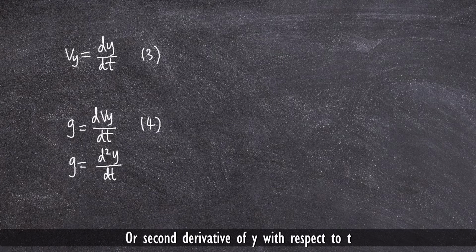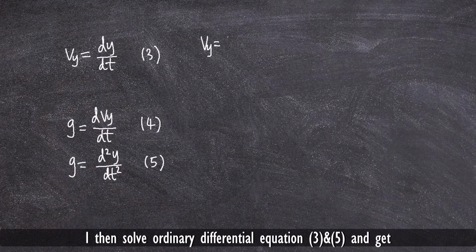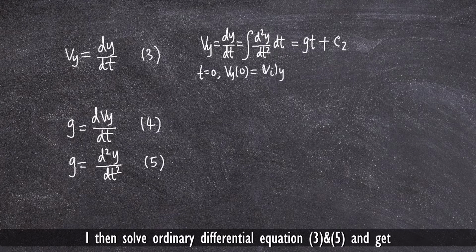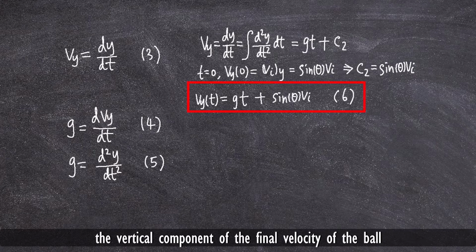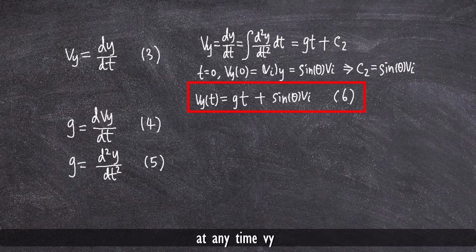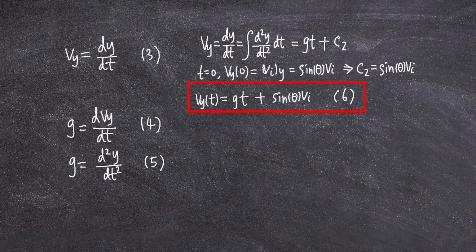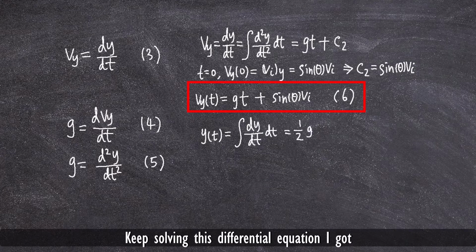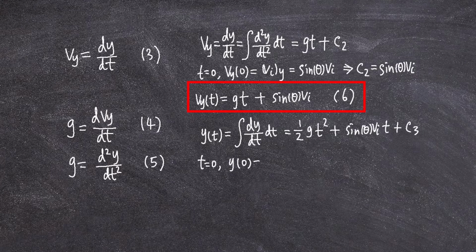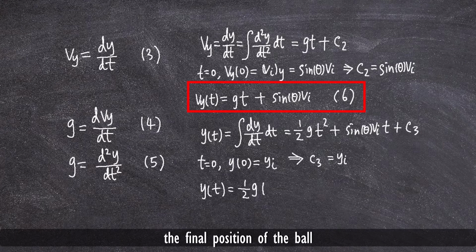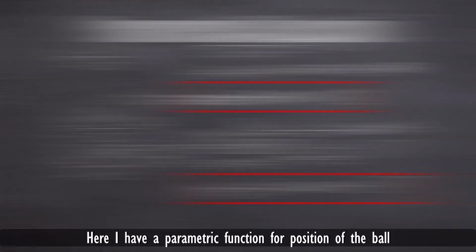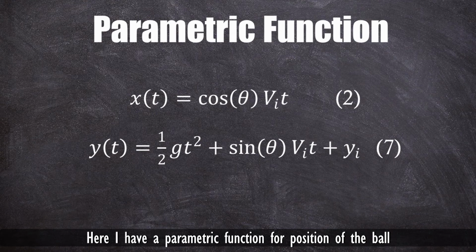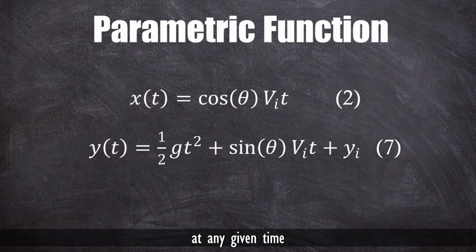with respect to t. I then solve ordinary differential equations 3 and 5 and get the vertical component of the final velocity of the ball at any given time, v sub y. Keep solving this differential equation. I got the final position of the ball at any time in the vertical direction. Here I have a parametric function for the position of the ball at any given time.